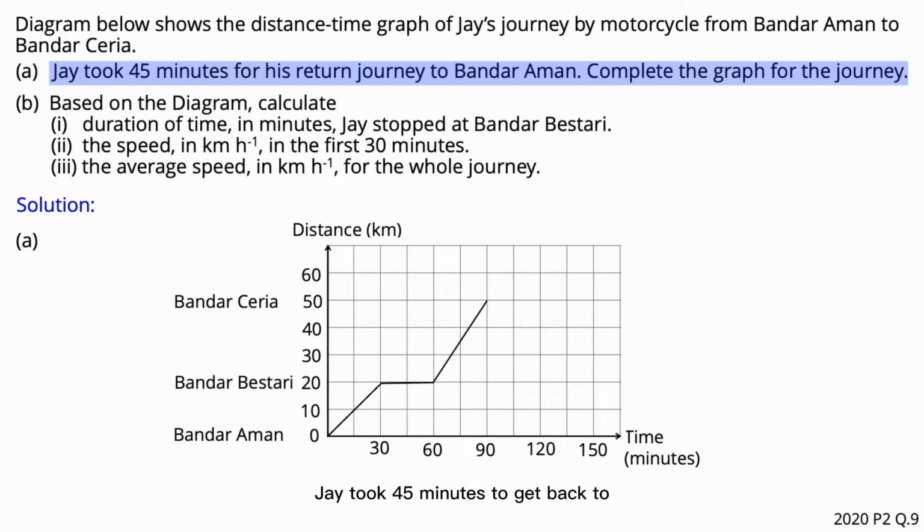Jay took 45 minutes to get back to Bandar Aman from Bandar Celia. From 90 minutes, added with 45 minutes, Jay reached 135 minutes. To complete the graph for the journey, a line is drawn from Bandar Celia to Bandar Aman within 45 minutes.